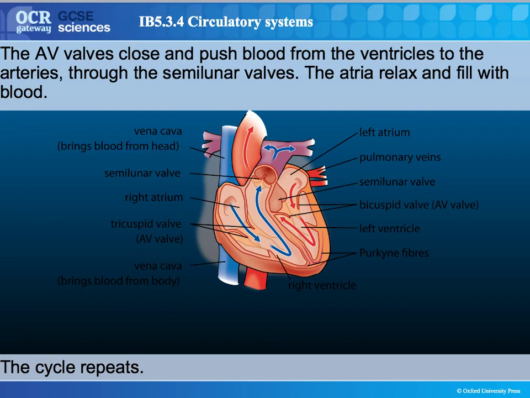And because the blood can't go backwards on itself back into the atria, the blood flows out of the heart via the arteries through these structures here called the semilunar valves. And at this point the atria relax, they fill with blood and the cycle starts again. Each one of these cycles is what we would perceive as a heartbeat and takes around 1 second to complete each time.